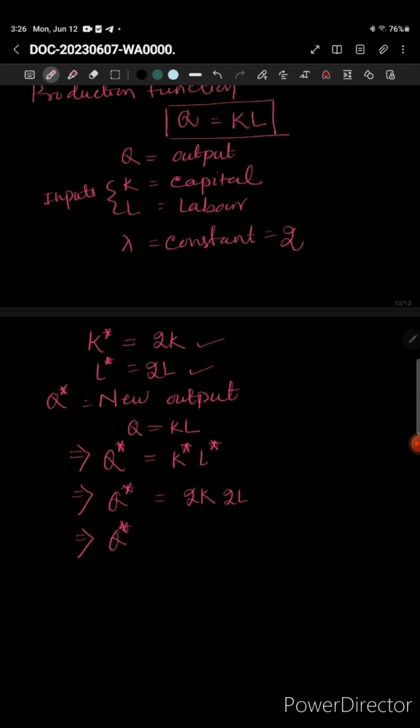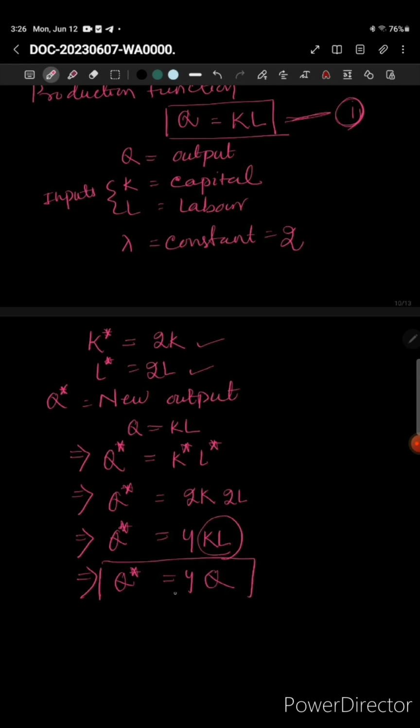So Q star is equal to, I can write it as, 4KL. So Q star equals 4 times, and here in equation 1 we know that KL equals Q. So in place of KL I can write Q. So Q star, that means the new output, increased by 4 times.